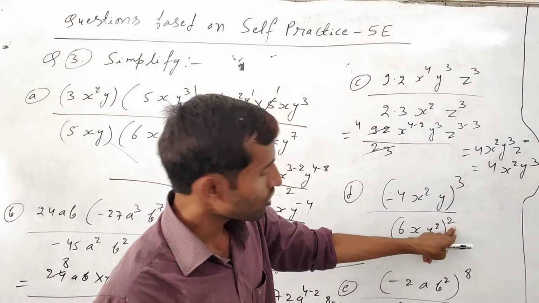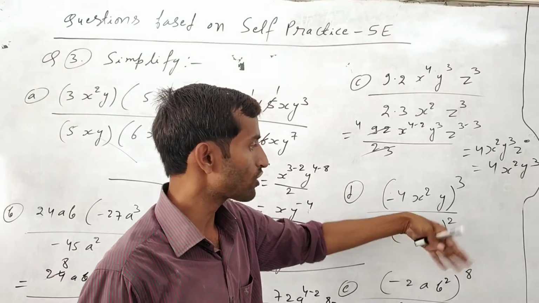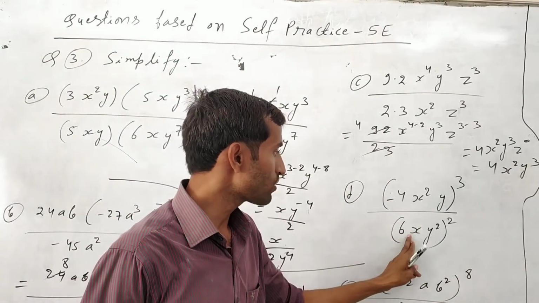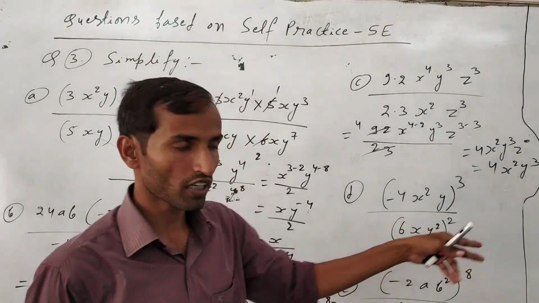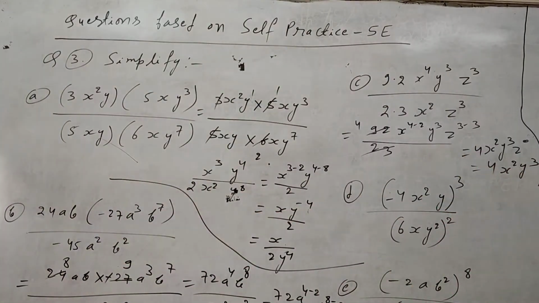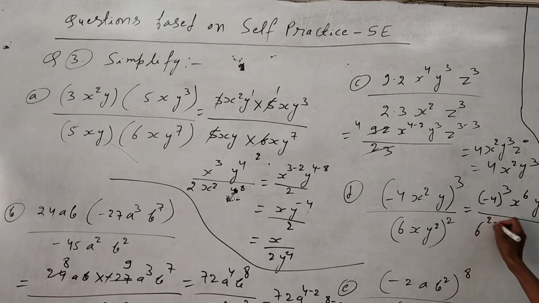After that, in the denominator also there is 6x y square and whole power 2. So again it will affect the number 6 also: 6 square, x square and y power 4 will come. First of all, remove this bracket, so this power applies to each term individually. So minus 4 power 3 and x power 2 into 3. If a power has one more power, both powers will multiply. So 3 2 ja 6 will come here, and y power 3 upon 6 square, x square and y power 2 into 2, 4, will come.